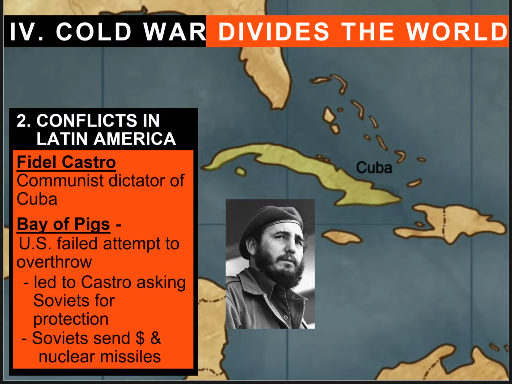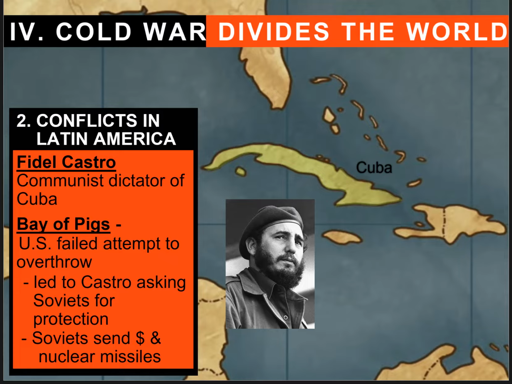When Castro nationalized the Cuban economy, he took over US-owned sugar mills and refineries. In response, Eisenhower ordered an embargo on all trade with Cuba. Castro then turned to the Soviets for economic and military aid.